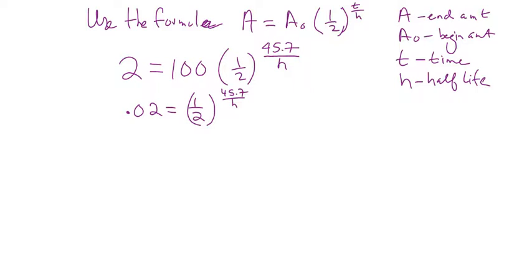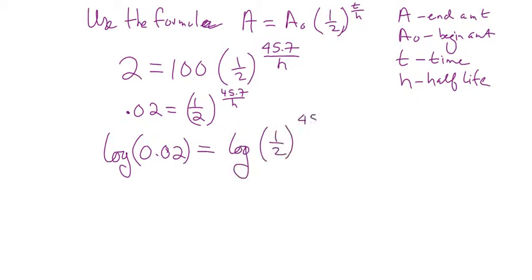And instead of 0.02, you could write that as 2 over 100 or 1 over 50, right? But it's okay. So we want to solve for an unknown exponent. What do we do? Take the log of both sides, right? So log 0.02 is equal to the log of 1/2 to the power of 45.7 over H. So we take the log of both sides.